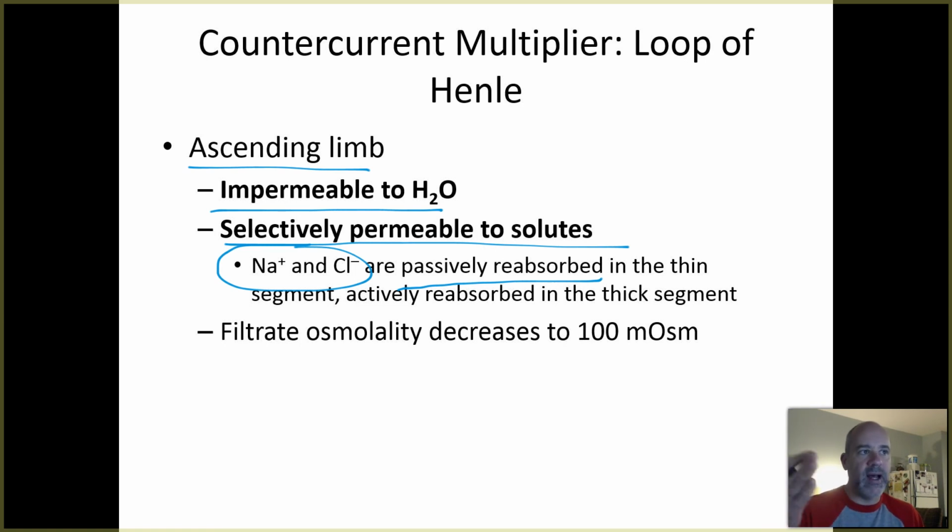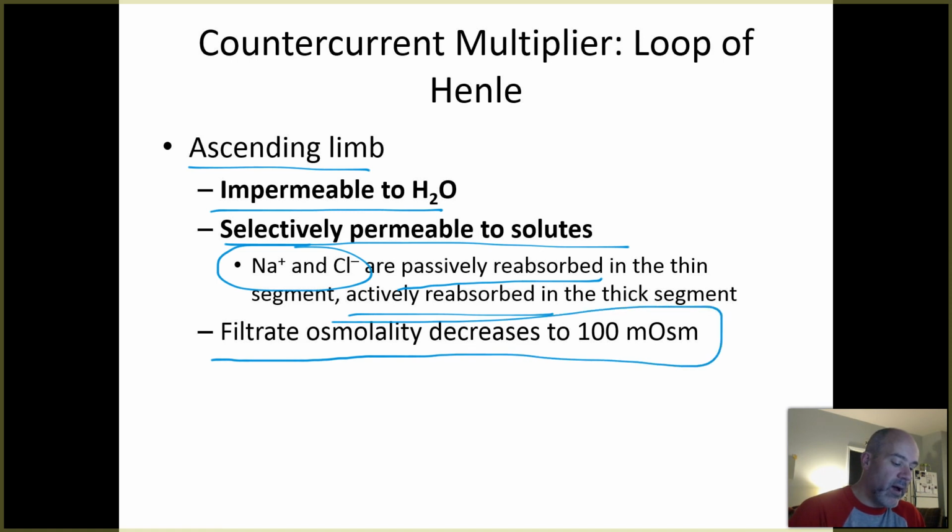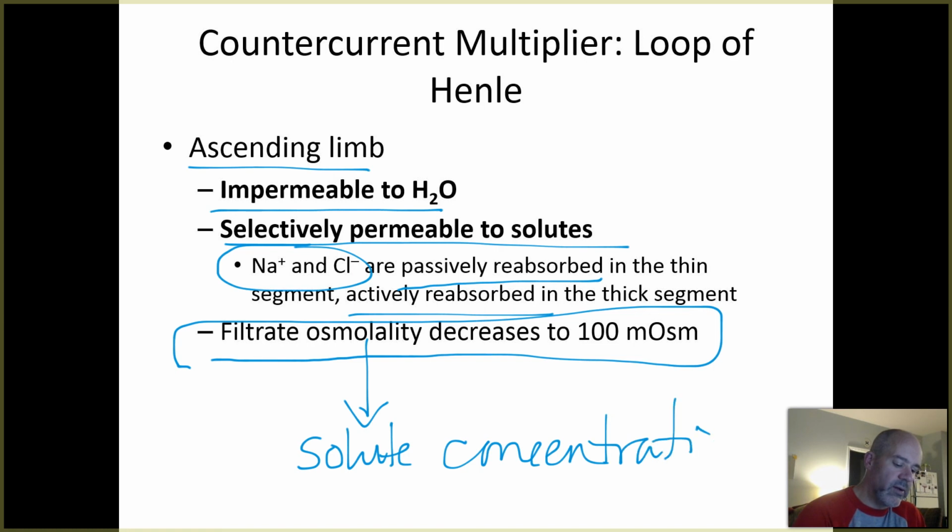The thin segment, these ions, because they're so super concentrated within the fluids in there, just by passive transport, they're going to move across the walls of the ascending limb. Then when you get up into the upper portions, they're pumped out. So they're taken into the walls and pumped across the walls and into the surrounding fluids. And eventually when you get up to the top, your filtrate osmolality, and again that's just a term that's referring to solute concentration, decreases to 100.